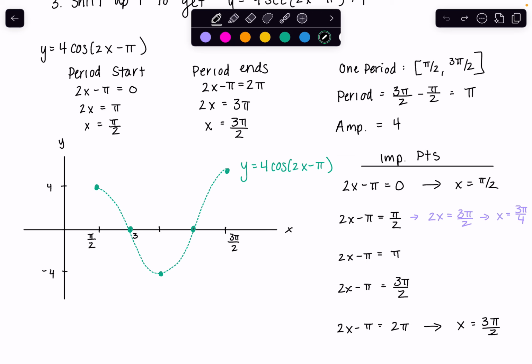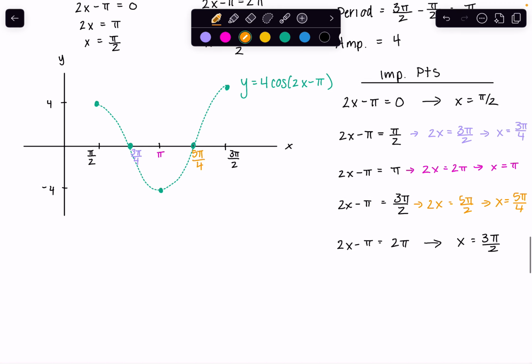Let's go ahead and actually write it on there, make it a little bit easier. Next key number, if we add pi, that gives you 2x equals 2 pi, dividing by 2, this key number happens at pi. And then here, adding pi gives you 2x equals 5 pi over 2. Dividing by 2 gives you your last key number occurring at 5 pi over 4. Okay. So that is our graph of the cosine function.